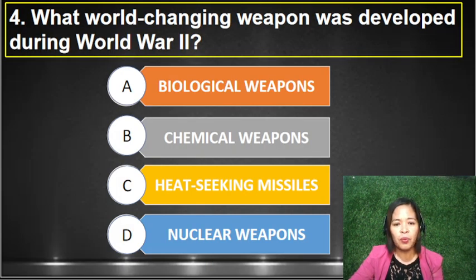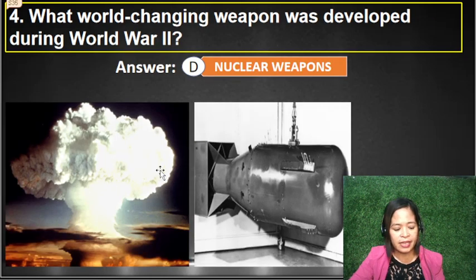Number 4, what world-changing weapon was developed during World War One? Is it A, biological weapons, B, chemical weapons, C, heat-seeking missiles, and D, nuclear weapons? All right, so our answer is letter D.